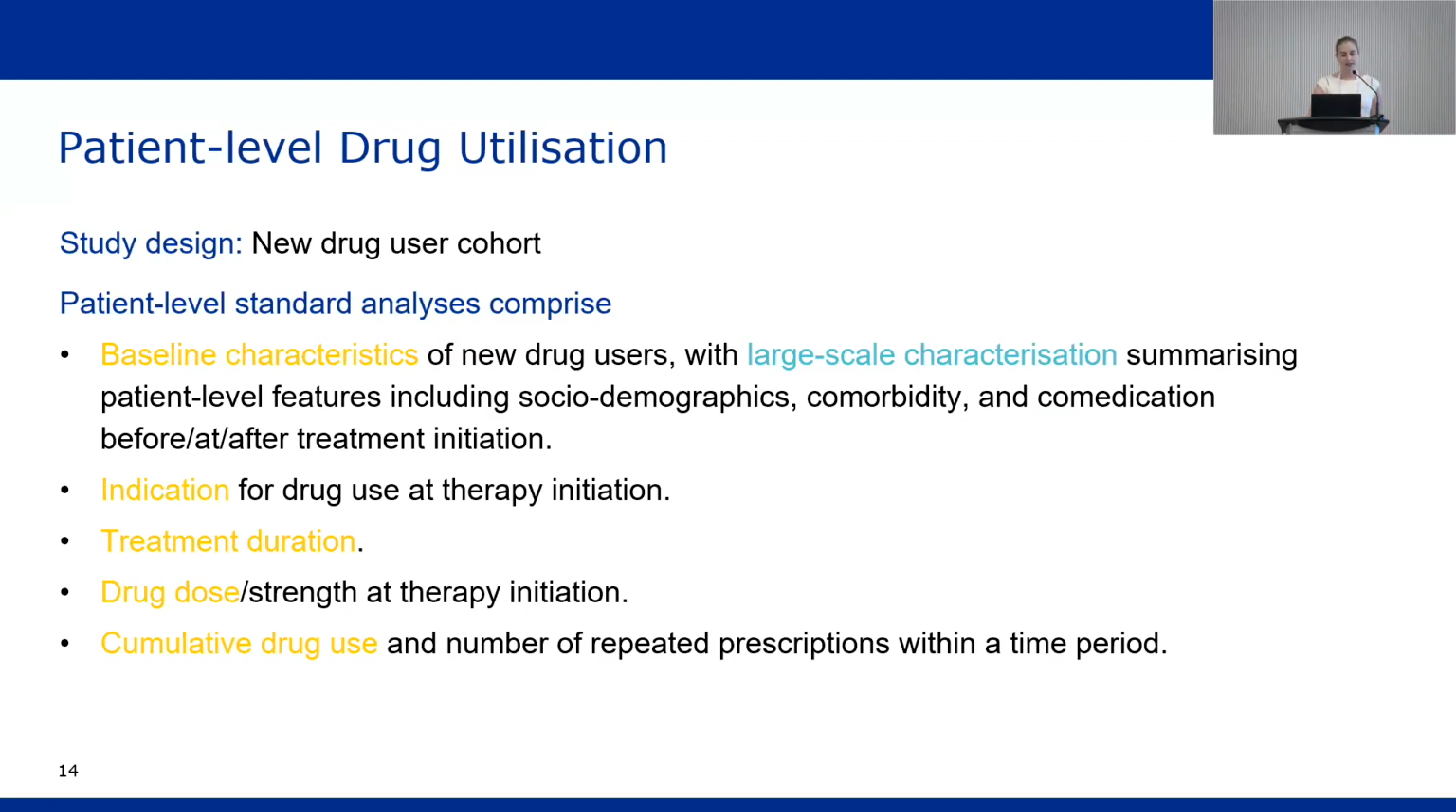Apart from characterization, we're typically interested in the indication, and we do that usually by looking at recorded comorbidities in the immediate time prior to treatment initiation as a proxy, as I think we're all aware that the recording of indication is sometimes tricky to find out. We have treatment duration, drug dose or drug strength at the time of therapy initiation, and cumulative drug use that we typically calculate and present.